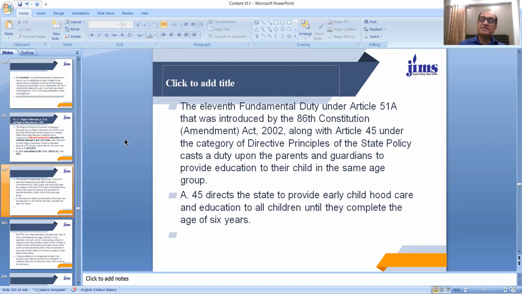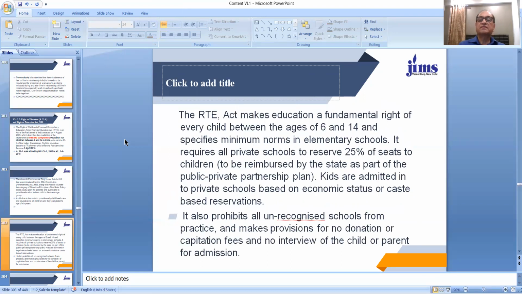Article 45 directs the state to provide early childhood care and education to all children until they complete the age of 6 years. This is the mandate of Article 45, that up to the age of 6 years, the state has to provide early childhood care and education to all children until they complete the age of 6 years, and after 6 to 14 it becomes their fundamental right that they should get their right to education.